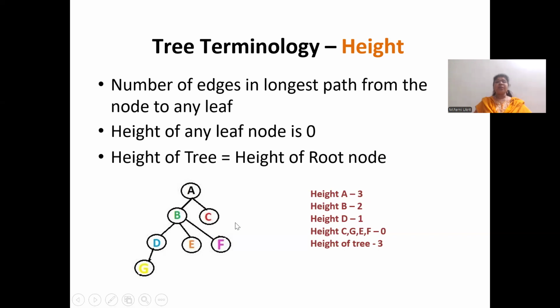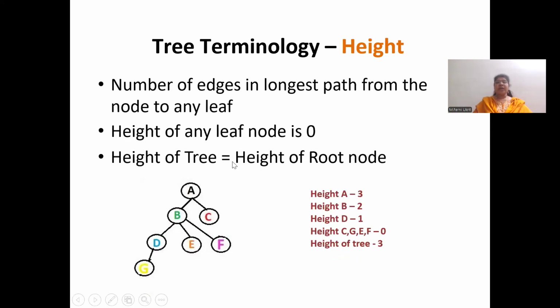For C it is 0, and similarly for G also. For all leaf nodes it will be 0. Why? Because there are no child nodes. And for D, it is only one level down, so it has 1.